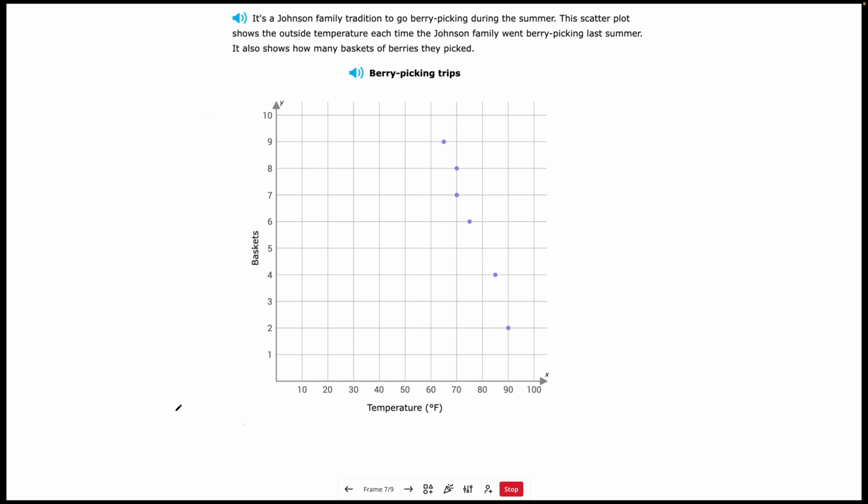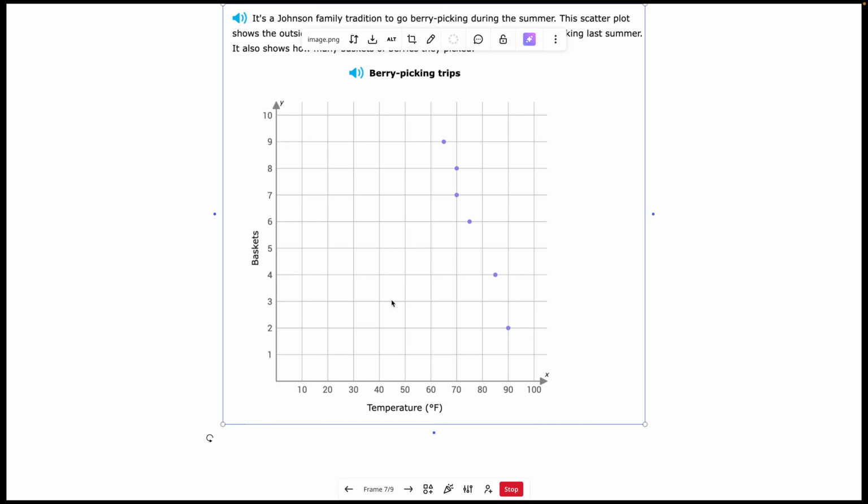All right, here's another story. Go ahead and pause the video, read it, make sure you understand it, and then we'll talk about it. Okay, now that you've had time to read this problem, this is about a family that goes berry picking. It shows you the temperature again, and it shows you how many baskets they picked. The general trend is that as the temperature goes up, the number of baskets decreases. It's hot outside, so I don't want to pick as many baskets. Now let's see what the problem asks us.